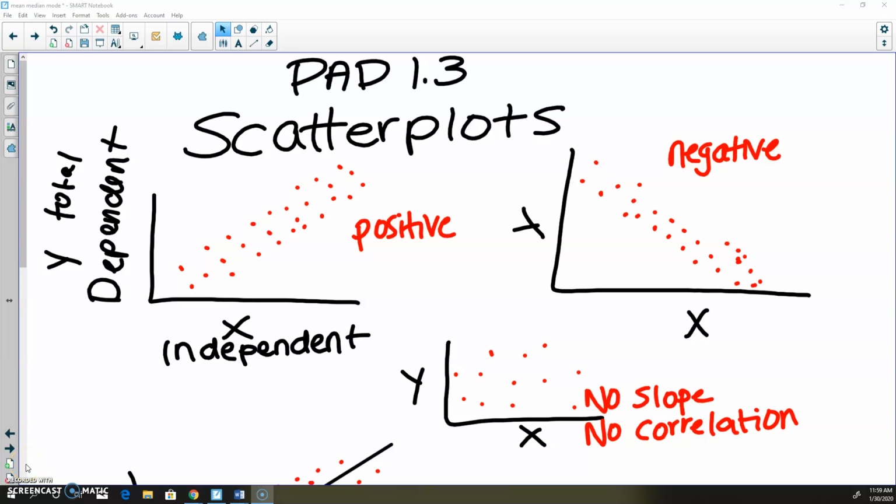Okay, scatter plots, PAD 1.3. So, on a positive scatter plot, as your x goes up, your y goes up, right? Remember, x is independent, y is dependent. For this one over here, as your x goes up, your y went down, which is a negative correlation. And then the one down below it is no correlation because the dots are scattered everywhere. So when they ask you what type of shape the graph is or what relationship it is, they're asking you, is it positive, negative, or no correlation?